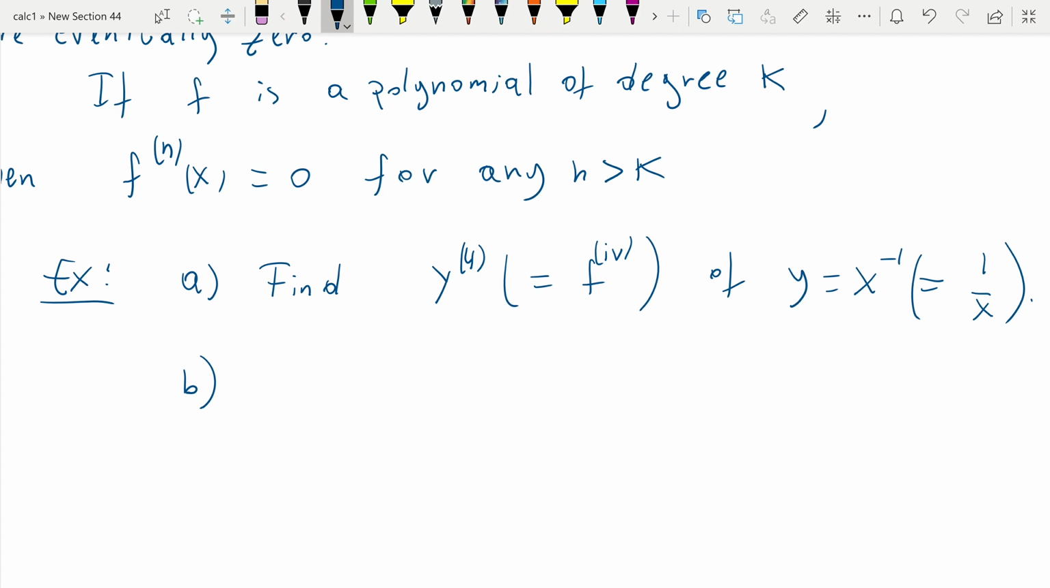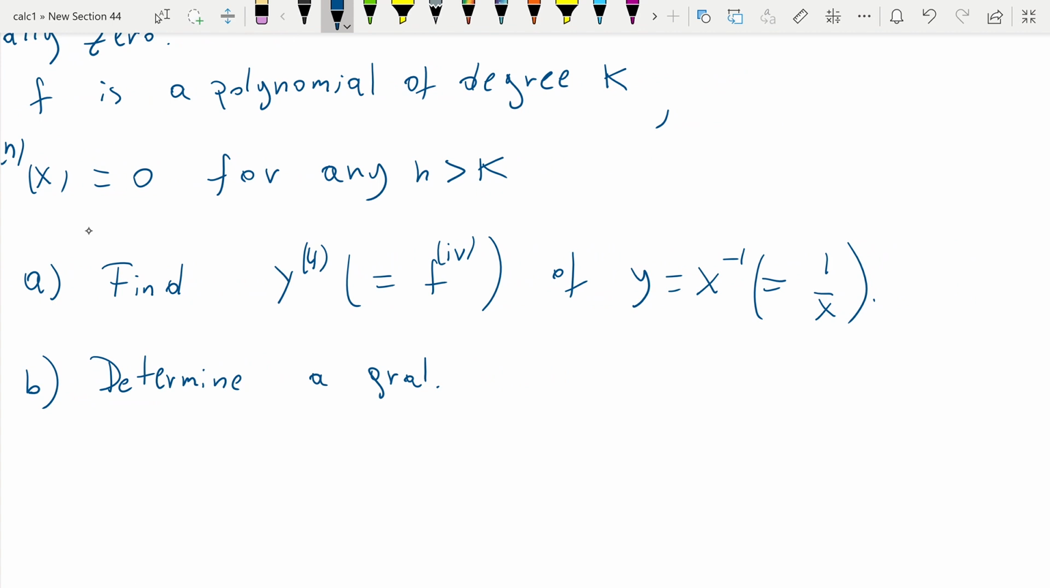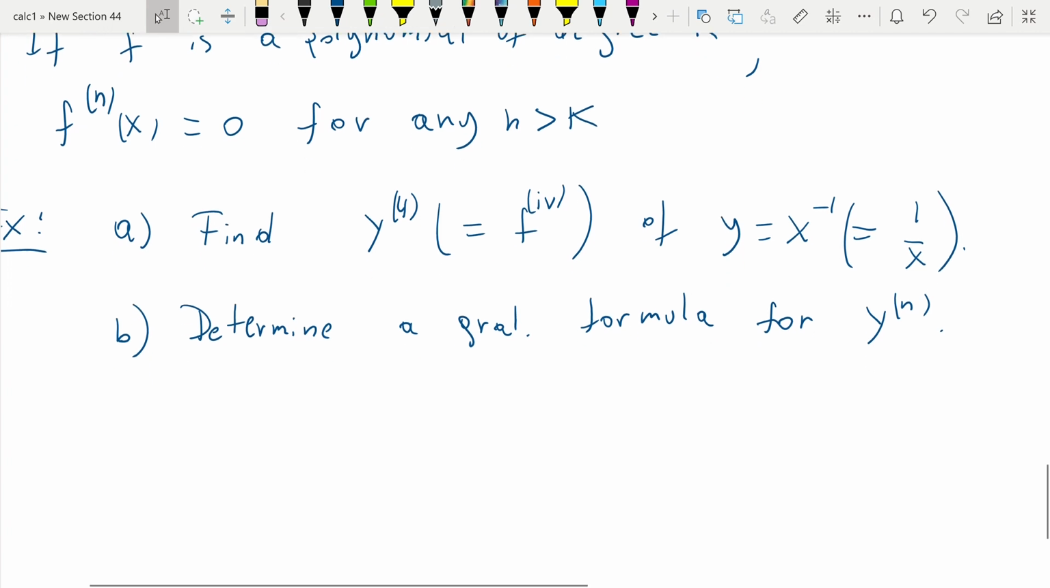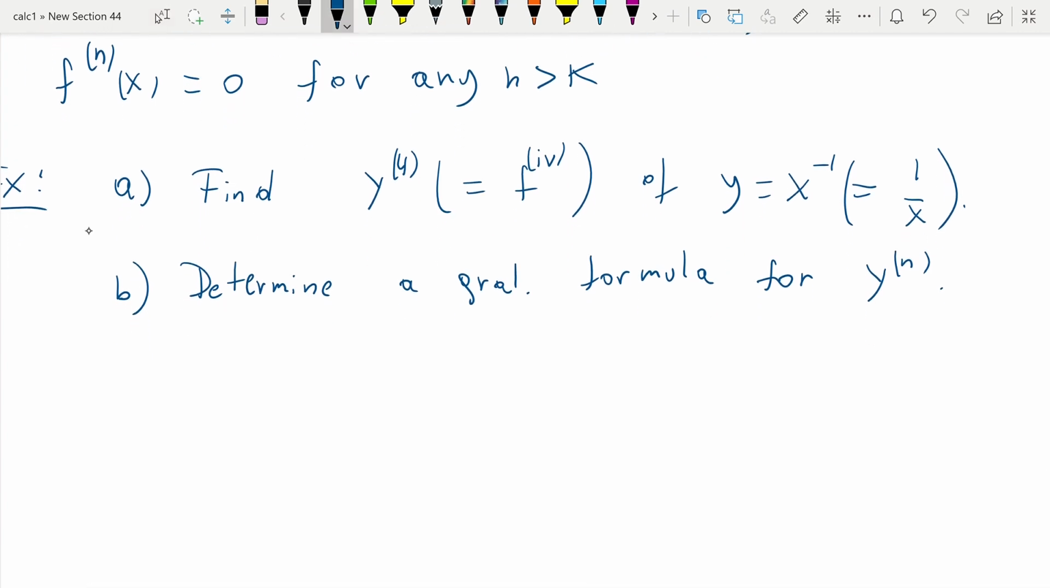And then the second part is to determine, and this is the part that we are going to be asked to do. Determine a general formula for the nth derivative of the function y. Okay, so this is the kind of problem that you should expect to see. So finding or determining a general formula for the nth derivative of a function of x.